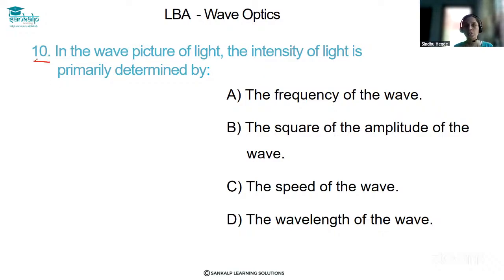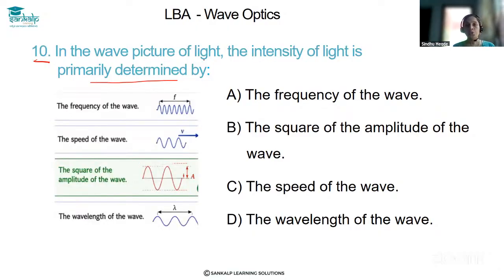Let us see question number 10. In the wave picture of light, the intensity of light is primarily determined by option A, the frequency of the wave, option B, the square of the amplitude of wave, option C, the speed of the wave, and option D, the wavelength of the wave.